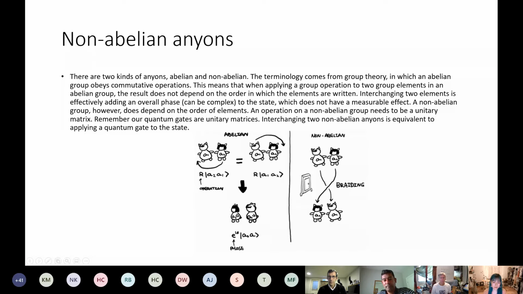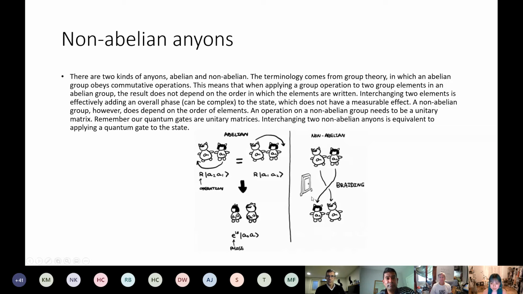And when you do some measurements, the global phase doesn't really matter. That's abelian statistics. But if it's non-abelian, then the order of which one is in front of the other would matter. If you change their order, then you are effectively using a unitary matrix to change their orders. And we know about unitary matrices. They're what gates are. Gates are unitary matrices.